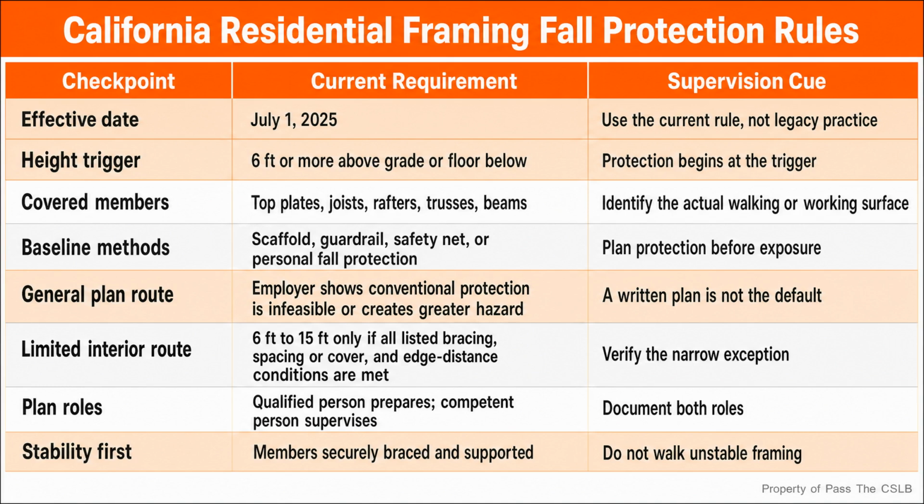Suppose a crew is setting roof members on a single-story project, and the walking surface is more than 6 feet above the lower level. The old habit says the height feels normal for residential framing. The current rule says the trigger has been reached. My supervision decision is to stop relying on habit and confirm the conventional system or the narrow, fully compliant alternative before work continues. I want to bring the structural pieces back together as one inspection thought process.